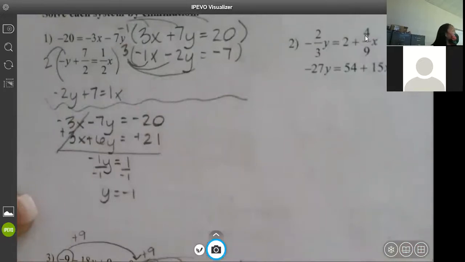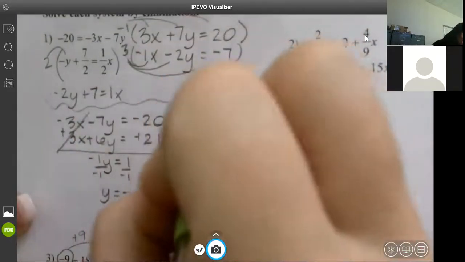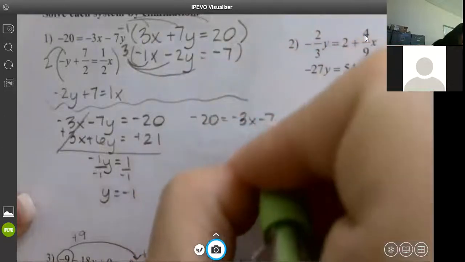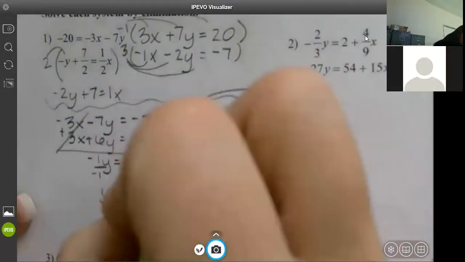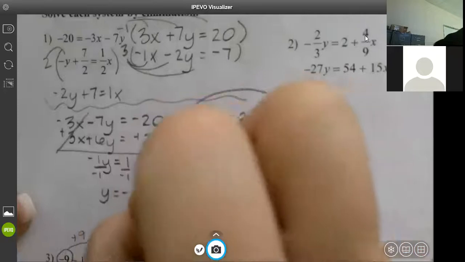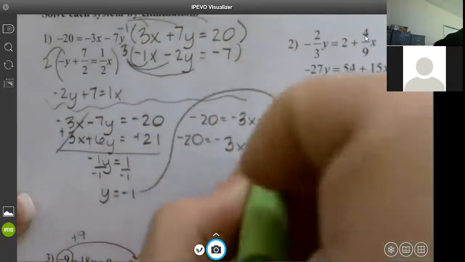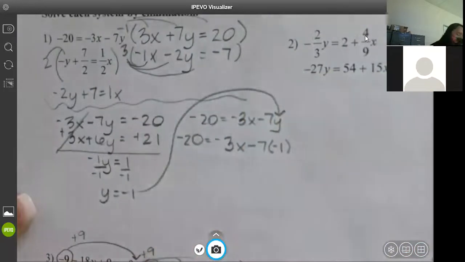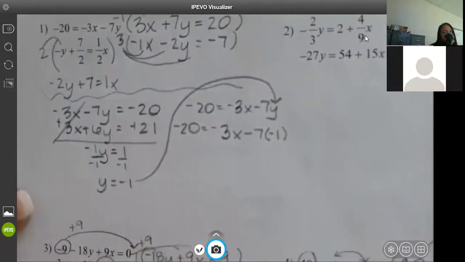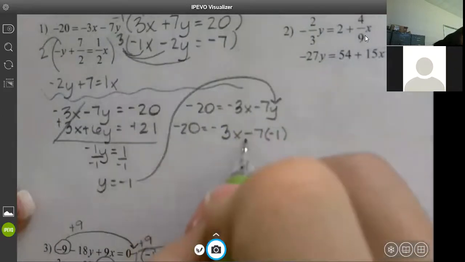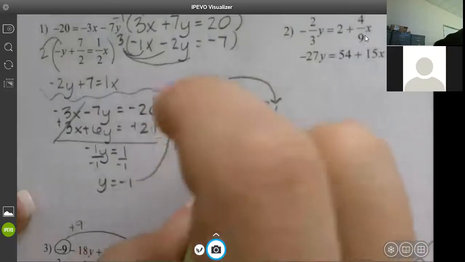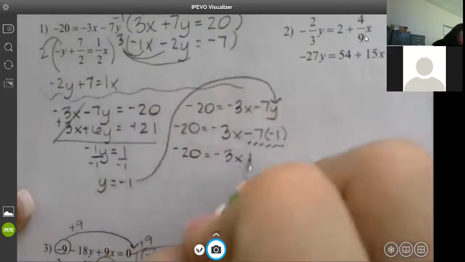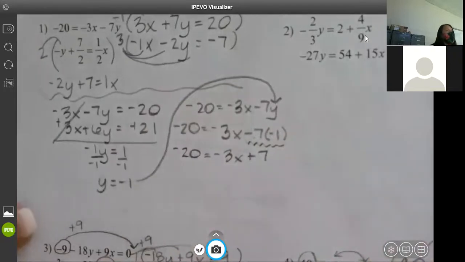Clearly not going to plug it into the fraction equation. You guys understand that? I'm not picking that one. I'm going to pick the top one. -20 equals -3x minus 7y. And y is -1. So -20 equals -3x minus 7 times -1. Combine your like terms, we get -20 equals -3x. A negative times a negative makes a positive. 7 times 1 is 7.